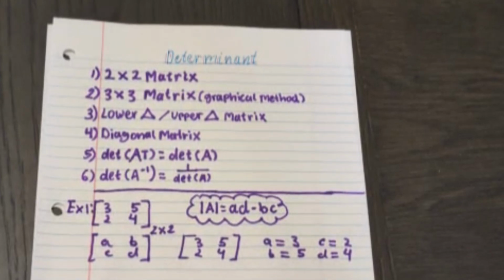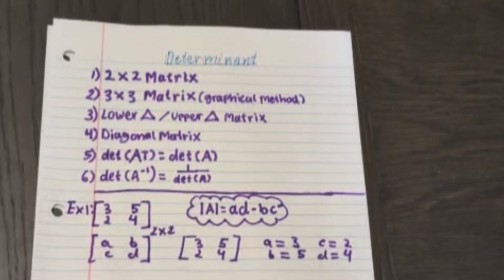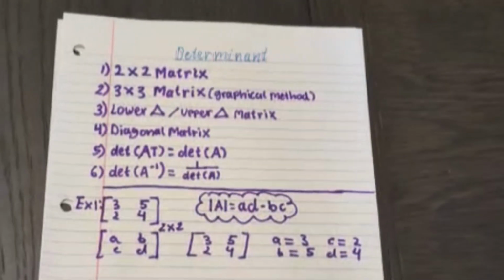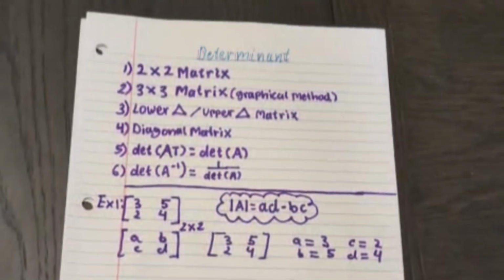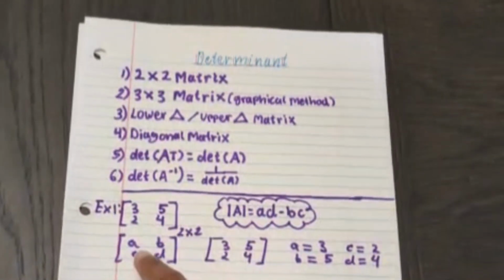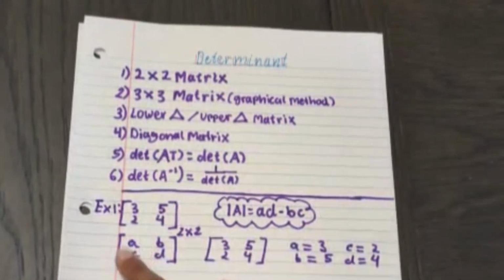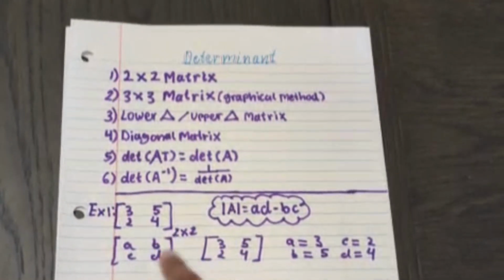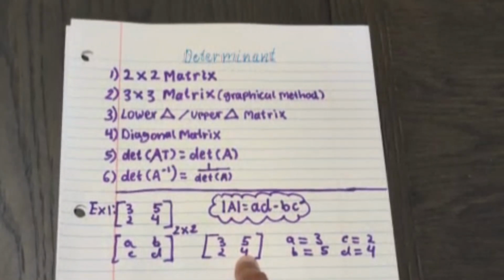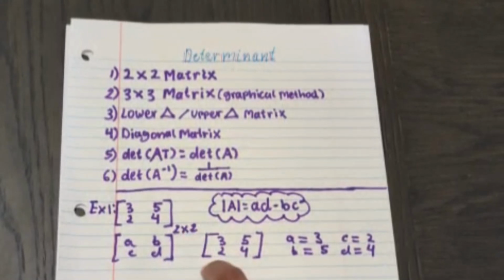So now that we know the formula of how to find the determinant of a 2x2 matrix, all we need to do is recognize what each element is signifying, which letter. So in a 2x2 matrix, as you can see here, when we arrange a 2x2 matrix, the first element is A, the second is B, the third is C, and the fourth one is D.